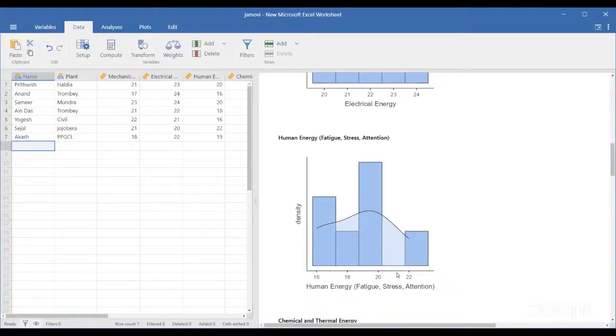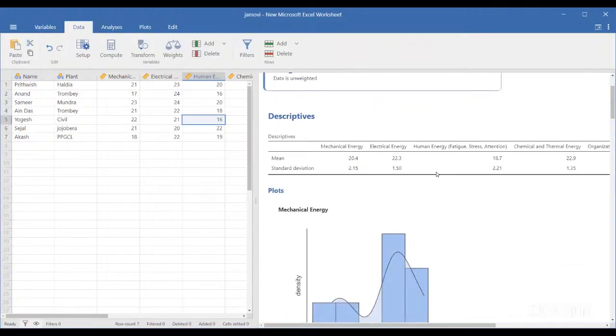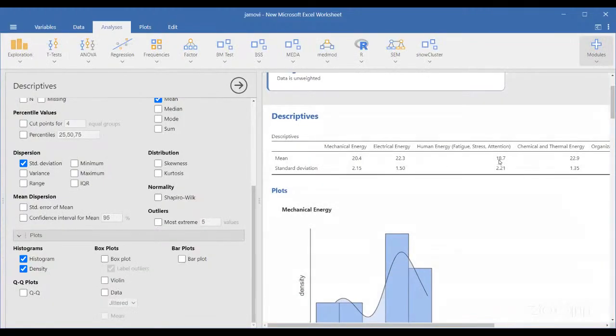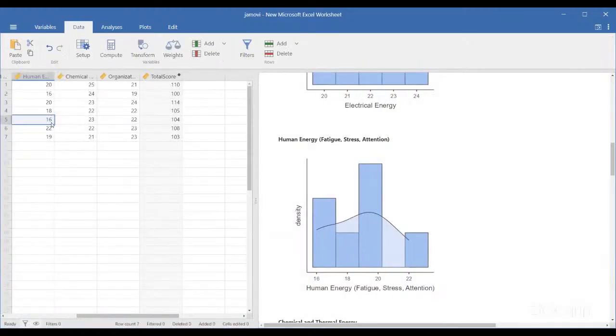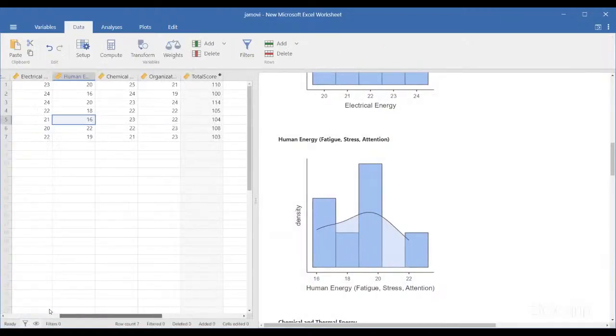So this is the human energy, fatigue, stress, and attention. That is 16 and 16, 18. What is the mean? The mean is 18.7. So 2.2 below 18.7 were the people who have given below 18.7.